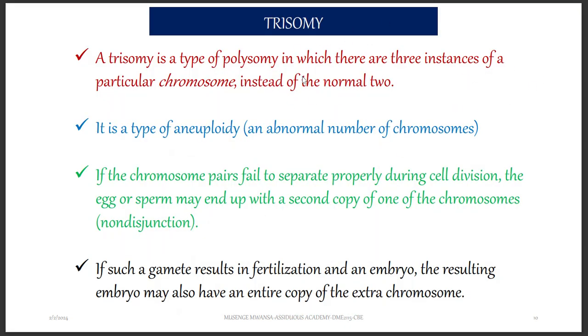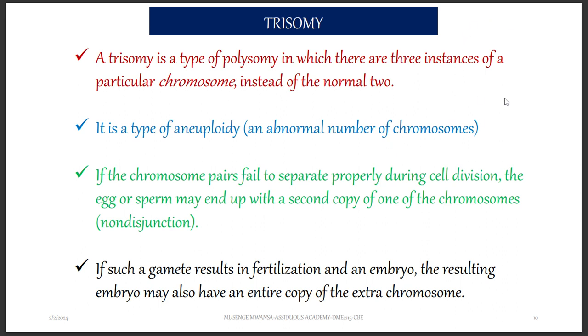Let's now talk about trisomies. A trisomy is a type of polysomy in which there are three instances of a particular chromosome instead of two normal ones. It is actually a type of aneuploidy. Aneuploidy is an abnormal number of chromosomes. If the chromosome pairs fail to separate properly during cell division, the egg or sperm may end up with a second copy of one of the chromosomes.